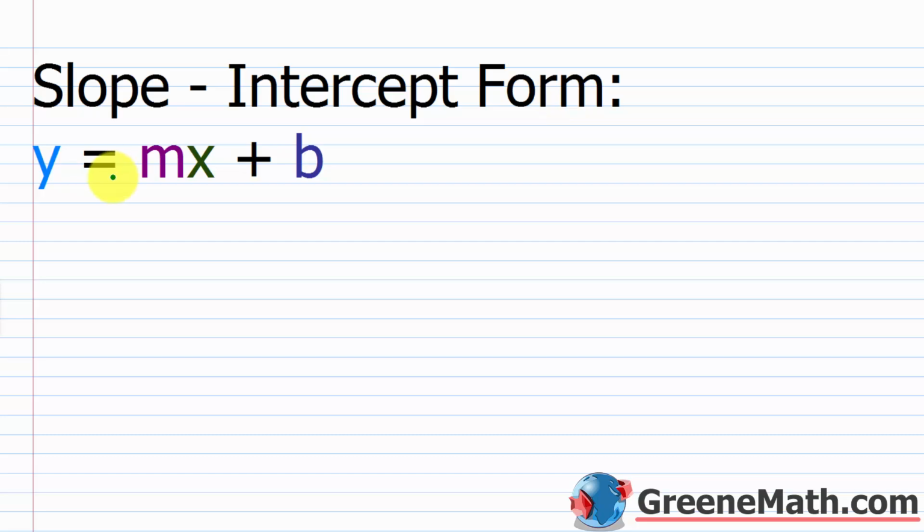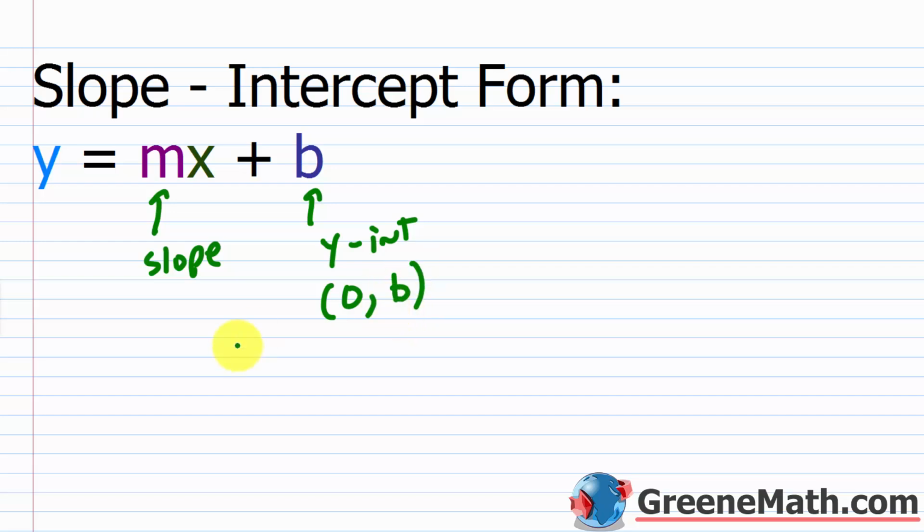So basically, slope-intercept form is like this. We have y is equal to m, the slope, times x plus b, the y-intercept. So m is the slope, and the y-intercept will occur at 0 comma b, okay? Again, if I plug in a 0 for x, that's how I find my y-intercept. This term is gone. I'm just left with y equals b, okay? So that's why that works.